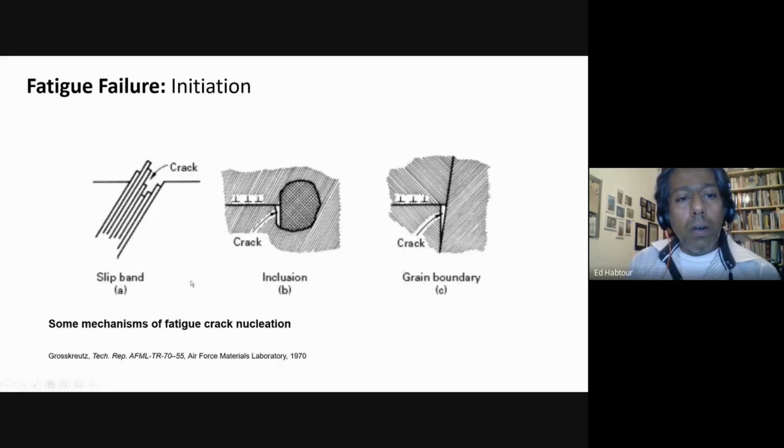Now the initiation, there are several mechanisms for the initiation. I just show here 3. One is the slip band, where you see extrusion and protrusion of the material at the surface, and that causes the initiation of the damage. Sometimes it can be an inclusion or imperfection in the material, or it could be due to grain boundary effect.